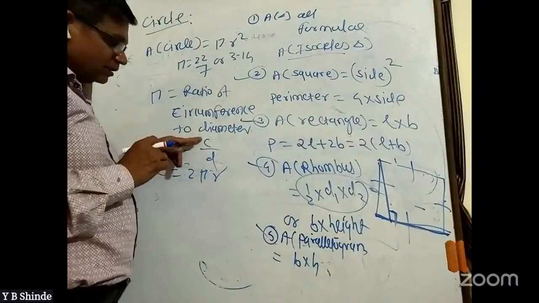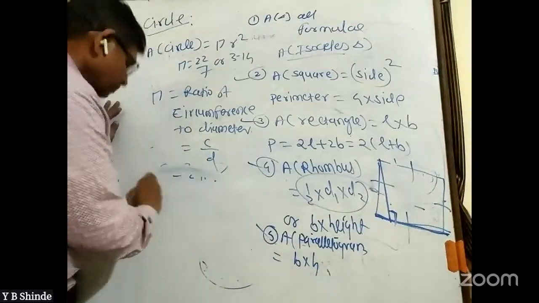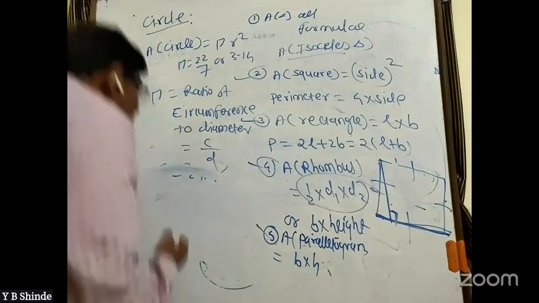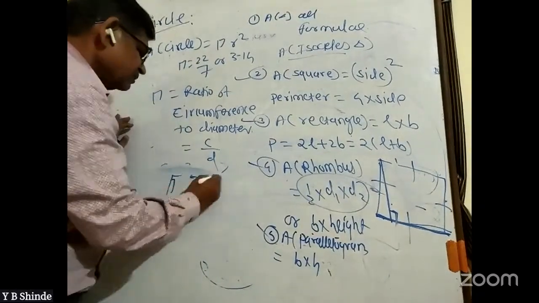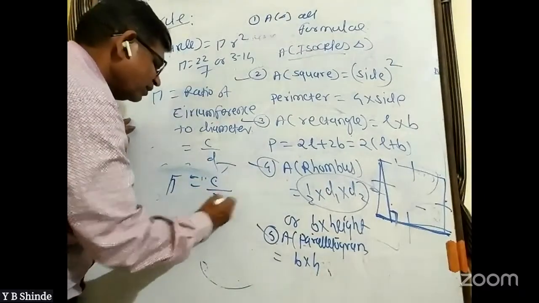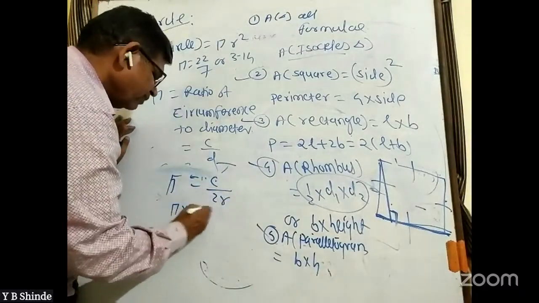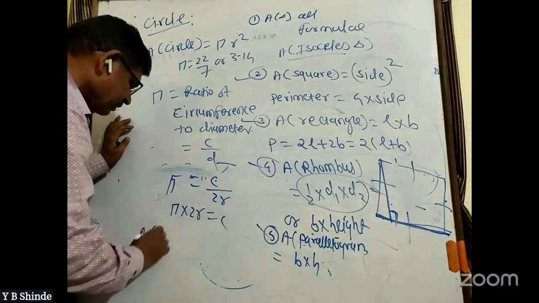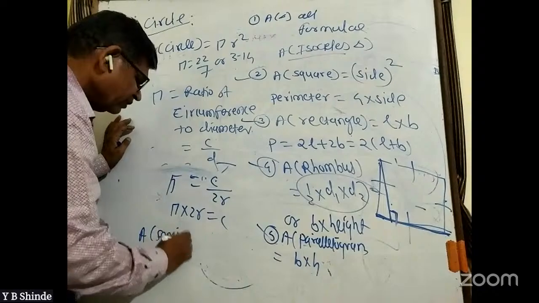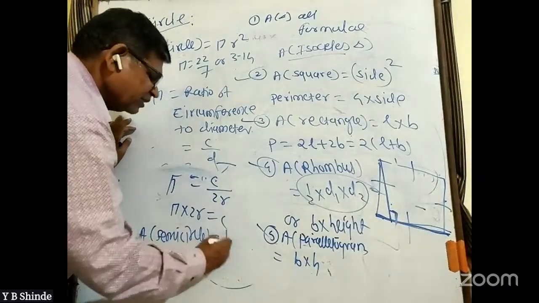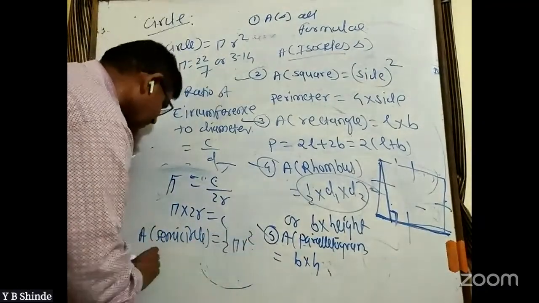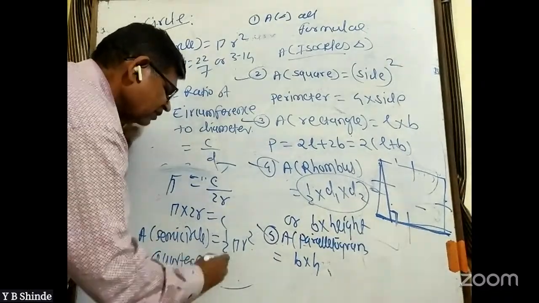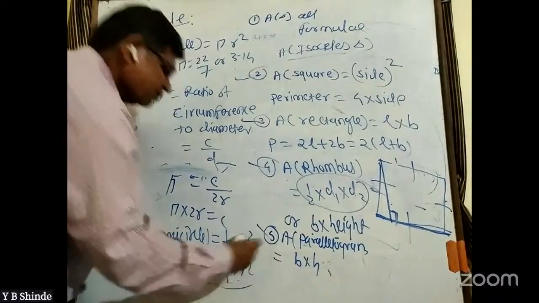Let me write, pi is equal to what? Pi will be C upon D, that is 2r. So pi into 2r will be C. What about the area of a semicircle? Very important circle. Semicircle: half pi r square. Quarter circle: 1/4 pi r square.